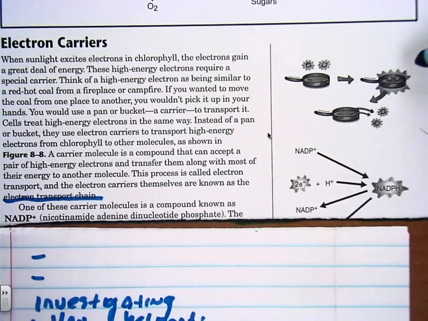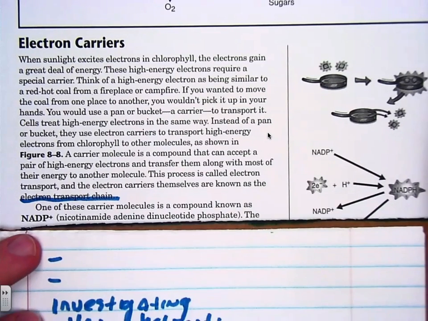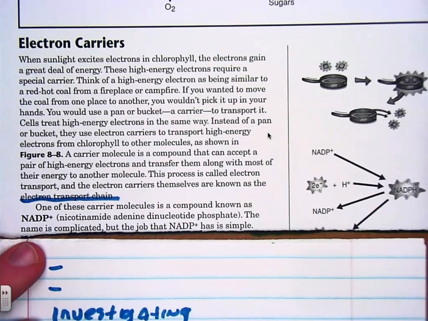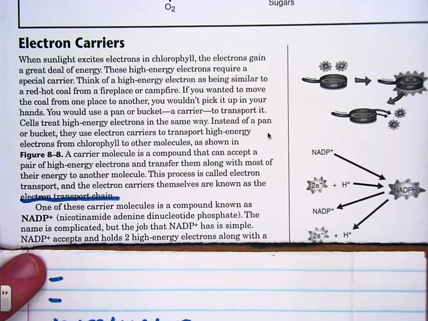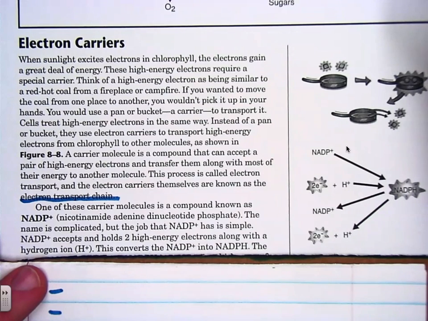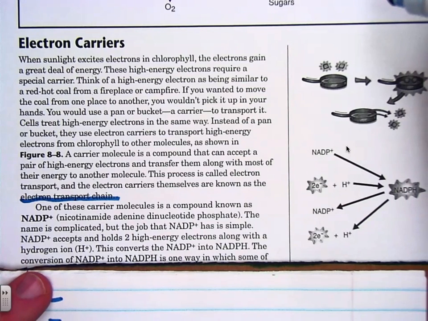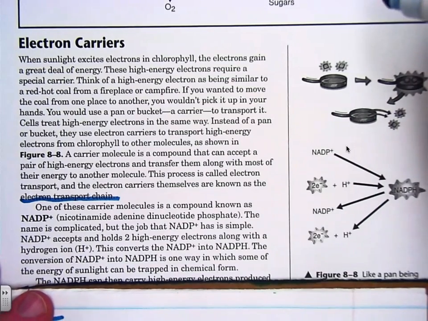Okay. One of these carrier molecules is a compound known as NADP+. All right, nicotinamide adenine dinucleotide phosphate. Woo, big word. The name is complicated, but the job that NADP+ has is simple. NADP+ accepts and holds 2 high-energy electrons along with a hydrogen ion. This converts NADP+ into NADPH. The conversion of NADP+ into NADPH is one way in which some of the energy of sunlight can be trapped in chemical form. All right, wait a minute, that makes sense.